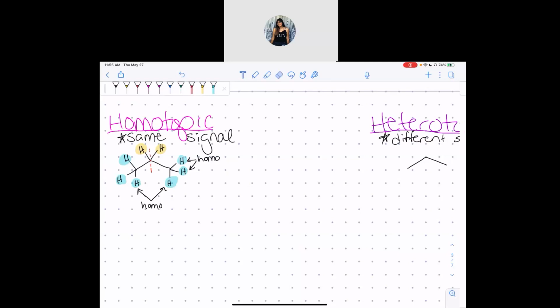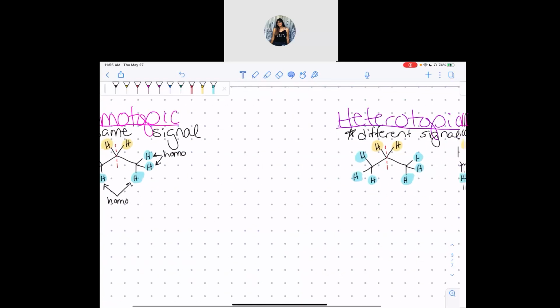For heterotopic, however, I'm going to copy and paste this so I don't waste your time redrawing it. The one good part of online SI is copying and pasting, to be honest.